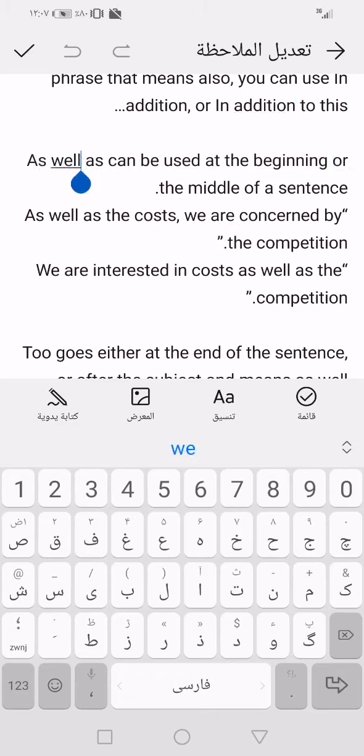As well as can be used at the beginning or in the middle of the sentence.